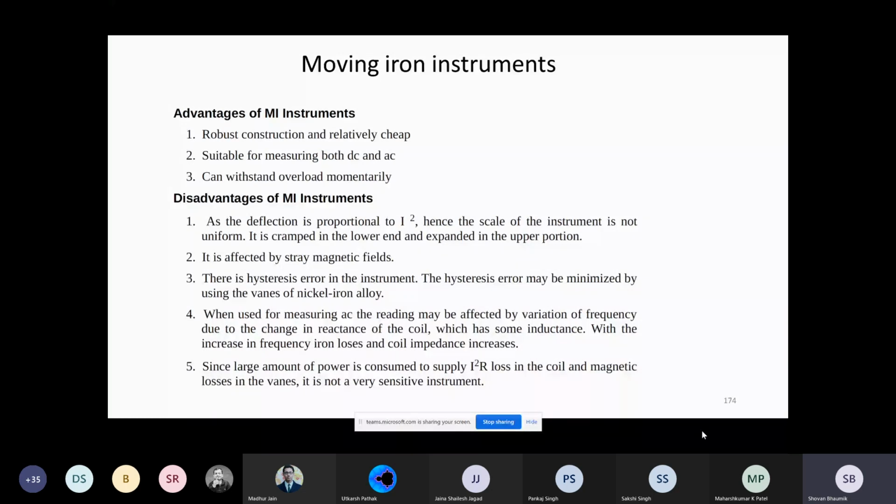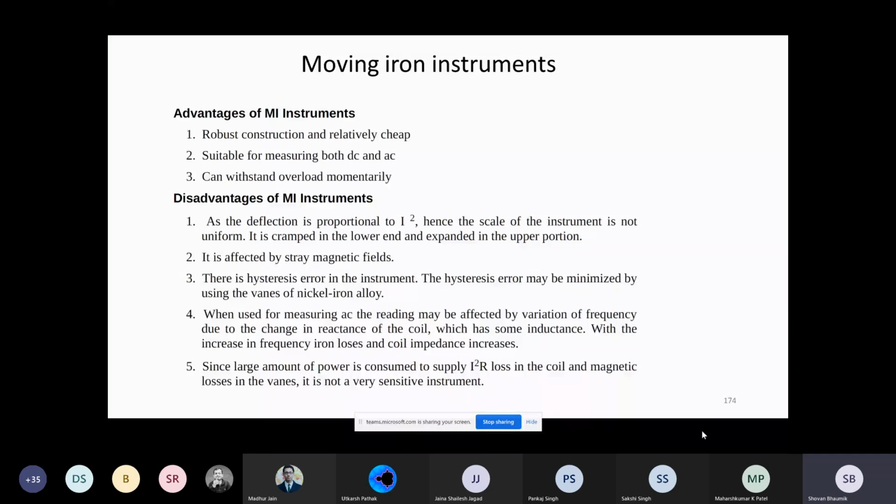Now, when used for measuring, the reading values may be affected by the variation of the frequency. It is another issue. When we call it DC, there is no concept of frequency, but when we are measuring AC, there is a concept of frequency, and all the inductance values and all the reactance, everything depends on the frequency. So we need to take care what frequency we are going to apply. That is a very crucial issue when you go with the measurement of AC parameters, AC current, AC voltage.